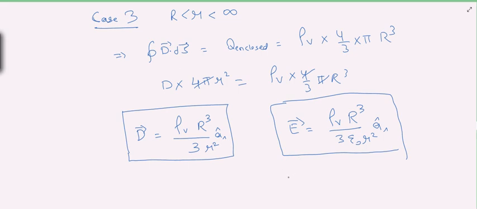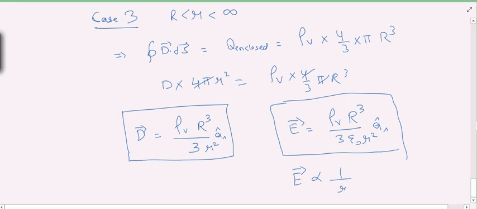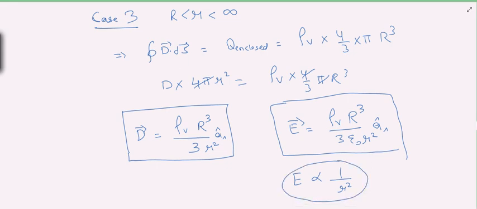Now you see that the electric field intensity when the Gaussian surface is considered outside this uniformly charged sphere is varying with the radius as inverse to the square of the distance. Inverse to the square of the distance. So now let us plot the variation of E with R.